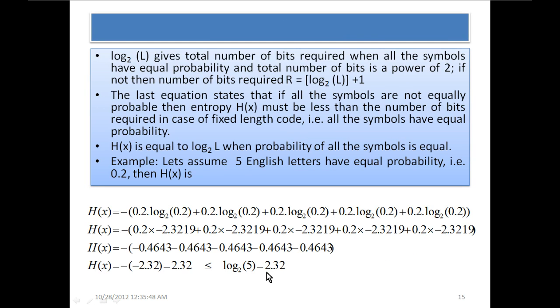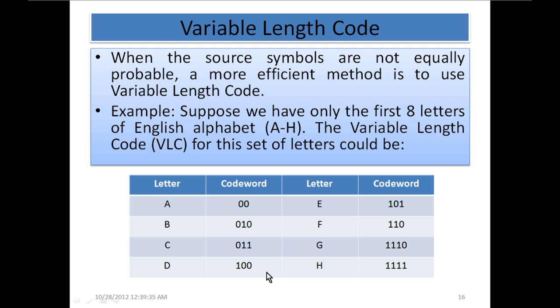Variable length code. When the source symbols are not equally probable, a more efficient method is to use a variable length code. We use a fixed length code when the probability of all the letters is equal. In that case, if we use a variable length code, we are not going to achieve any efficiency. But if the probability of all the letters is not the same, then we must use a variable length code, using the information theory given to us by Shannon.